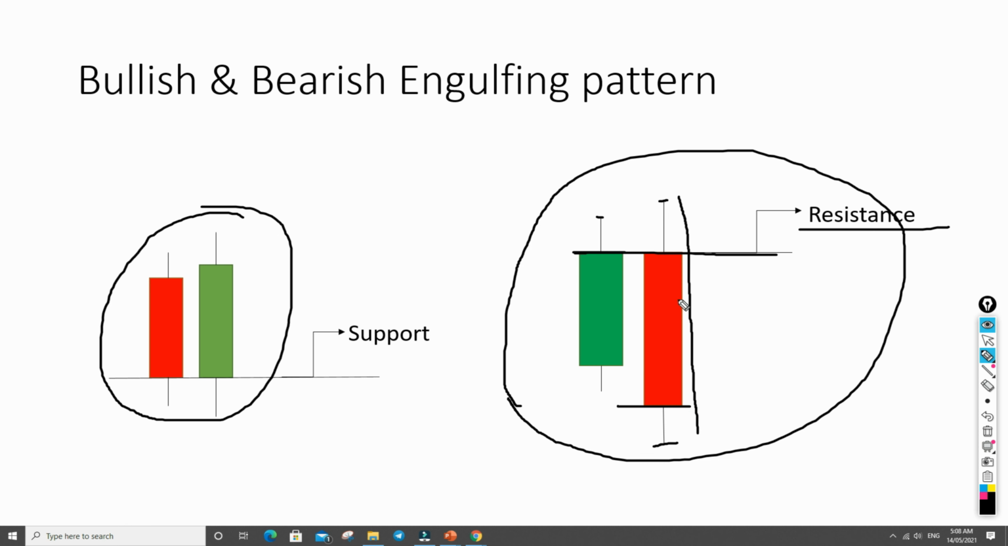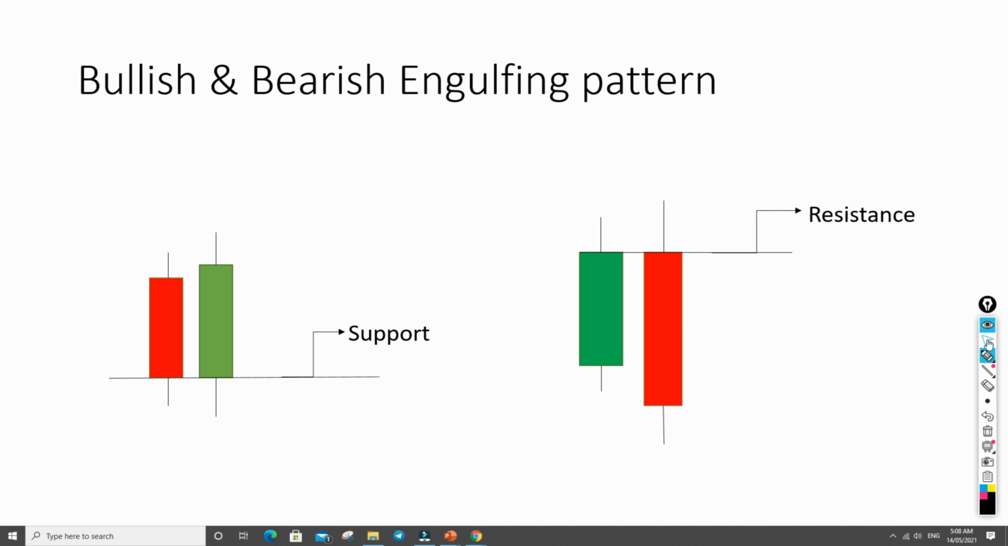So when you see a candle like this on a resistance, it's a strong sign of selling pressure in the market. At that time, the sellers are in full control, and then you can go for a short from this zone. So hopefully you understood this pattern. Let's move on to the next one.